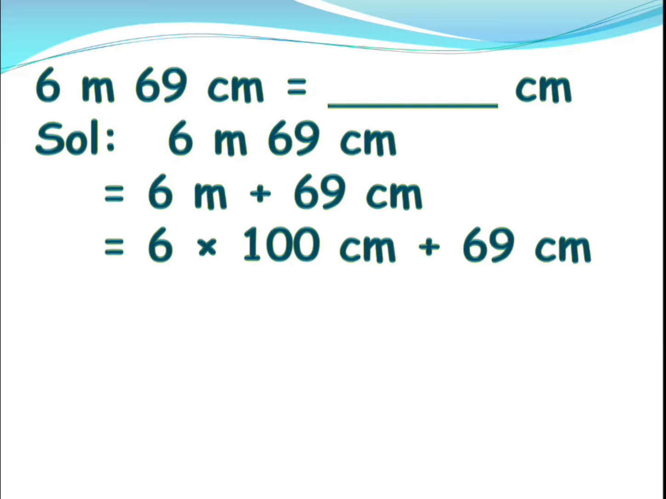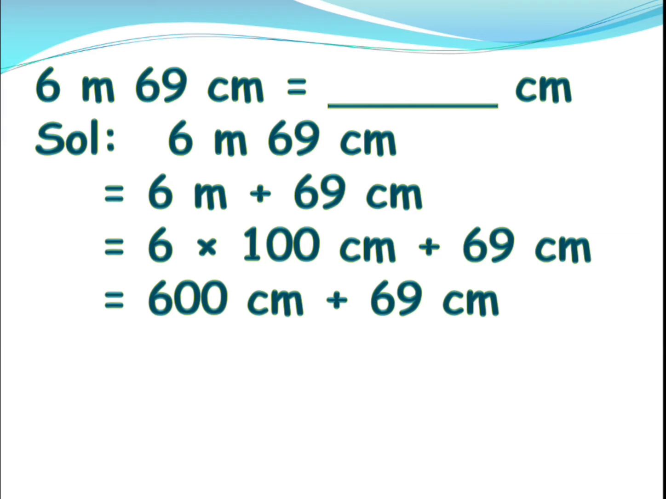Okay, now 6 into 100. 6 into 100 centimeters will give us 600 centimeters plus 69 centimeters. Again, you will copy it down. Now, 600 centimeters and 69 centimeters, both are the same units, centimeters and centimeters, isn't it, children? So we can simply add it, children.